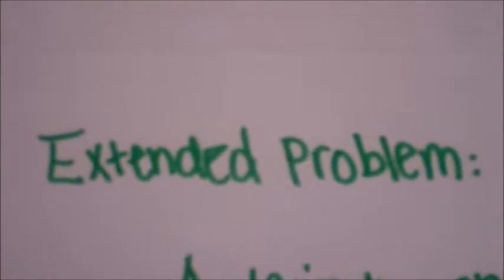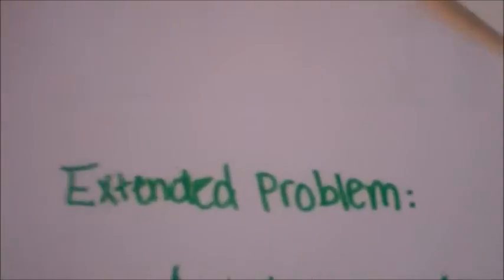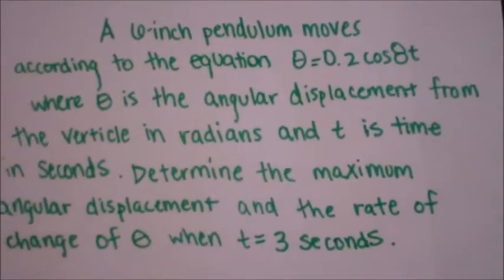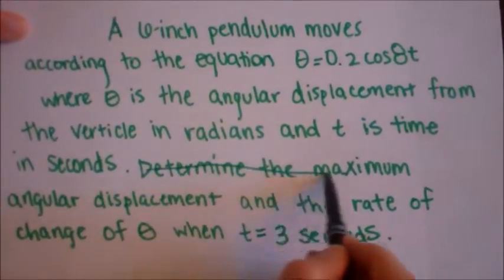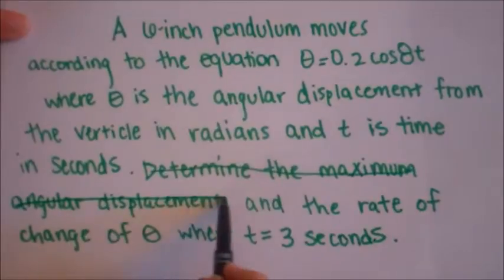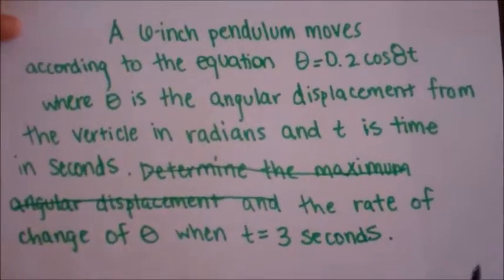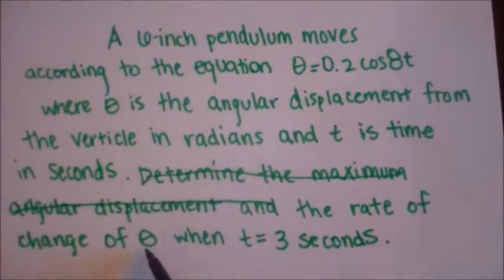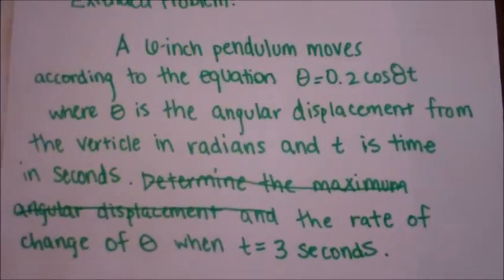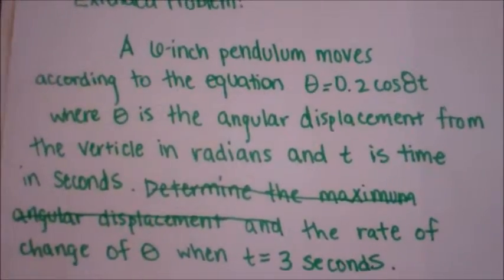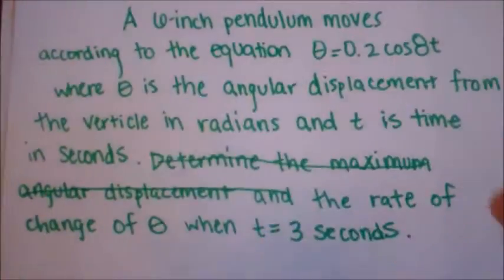Okay guys, now it's your turn. Here is an extended problem for you to try. I suggest leaving out this one part. You'll need to determine the rate of change of theta when t equals 3 seconds, which should not be too difficult for you, so good luck!